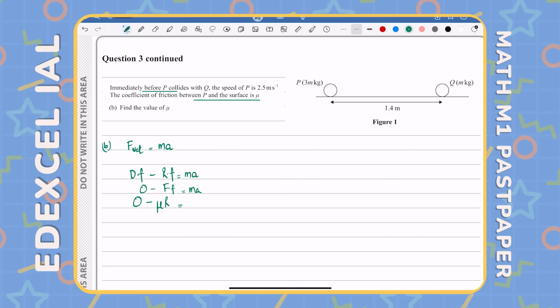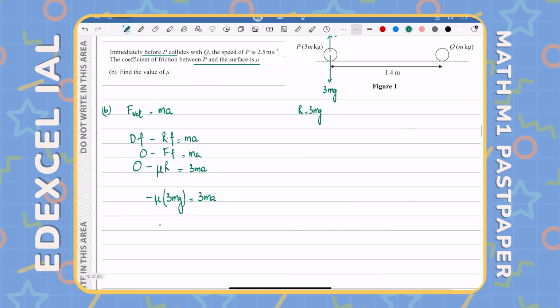Now what's the mass? Remember, we're talking about P, so the mass of P is 3m. And what's the acceleration? That is a. Now what about R? R is the normal reaction force. This object will be exerting a force of 3mg on the ground, and the ground will be exerting as a reaction a force of 3mg on the object as well. So that means the normal reaction force is equal to 3mg. So minus mu into 3mg is equal to 3ma.